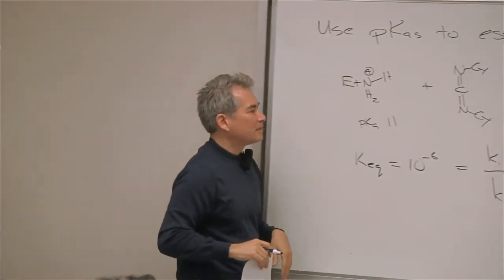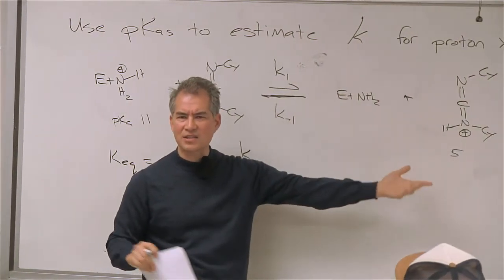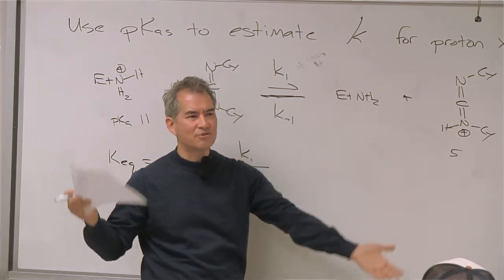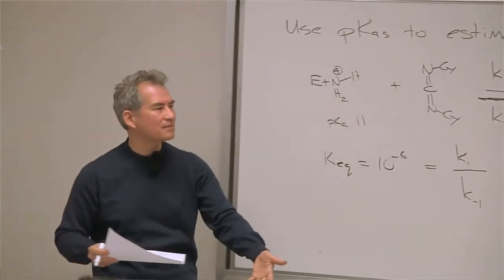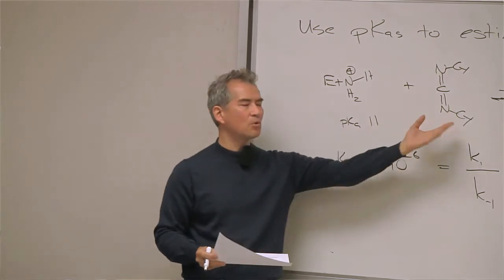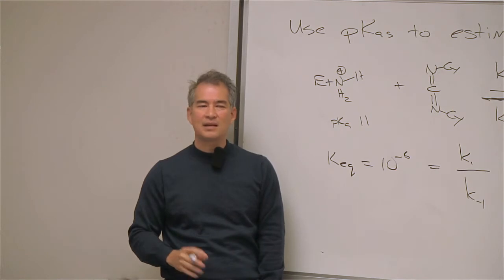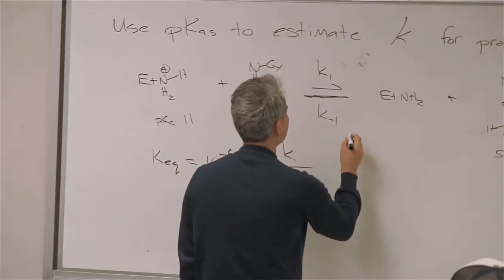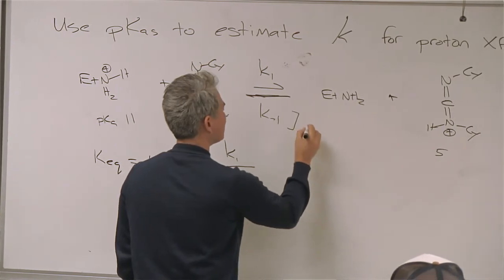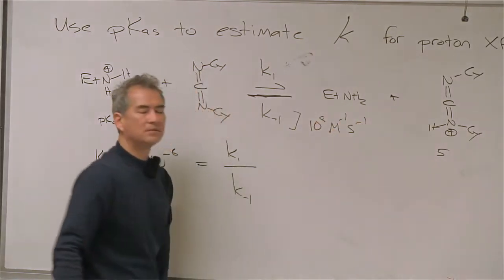For highly favorable proton transfers between heteroatoms, oxygen and nitrogen, nitrogen and sulfur, oxygen to oxygen, those are the common proton transfers. Where the pKa differences are more than 3, the reactions are diffusion controlled. And I don't need to go to any table to look that up. There's a guy named Manfred Eigen that demonstrated that. And so I know that this is about 10 to the 8th per molar per second. Diffusion control in water.